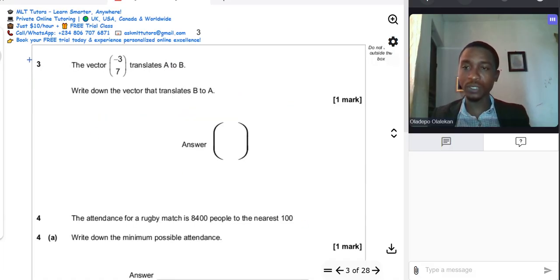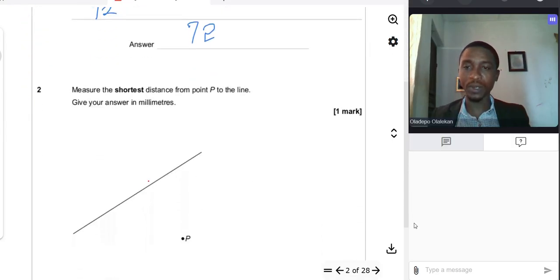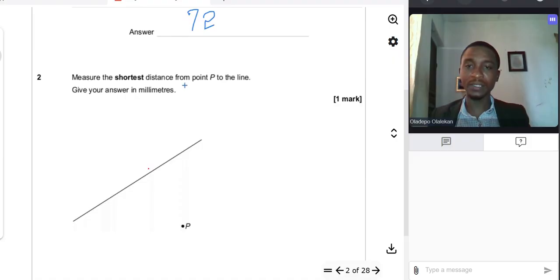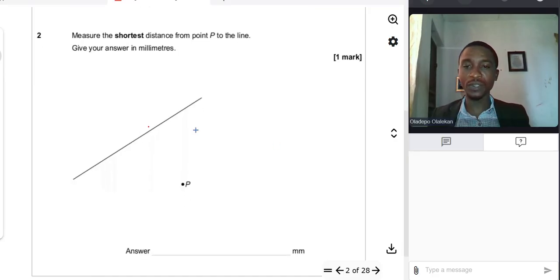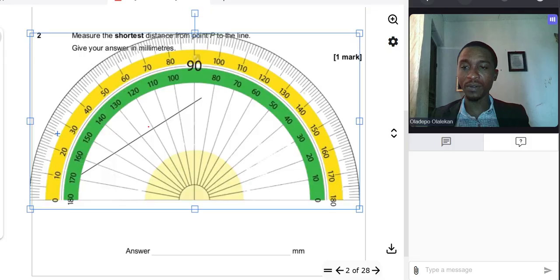The next question is at the bottom of question 1. Measure the shortest distance from the point P to the line. From this point P here, we are measuring it to this line. Give your answer in millimeters. To solve this question, get your compass and bisect the line. When you bisect the line, it gives you a perpendicular. Then measure the perpendicular from the line to point P, and that should give you your value.